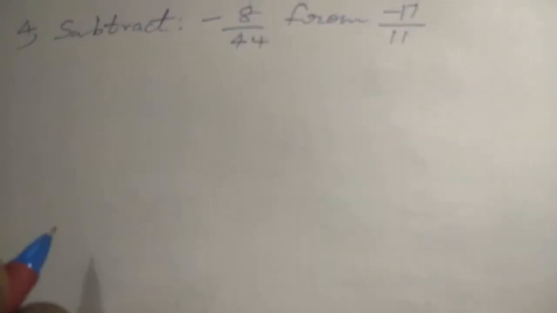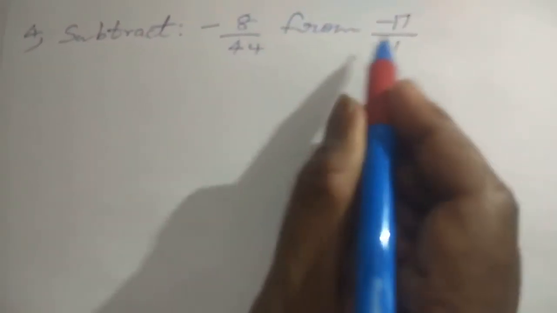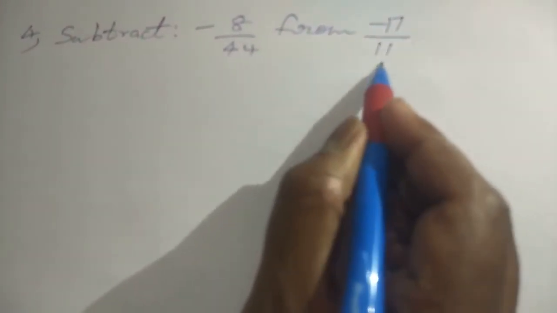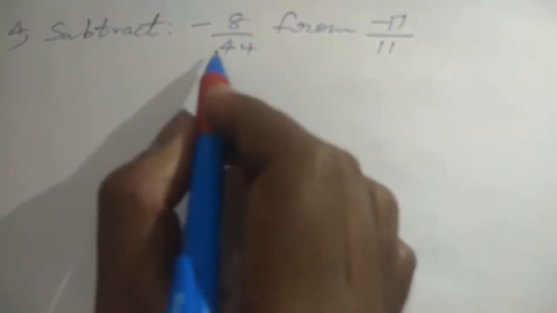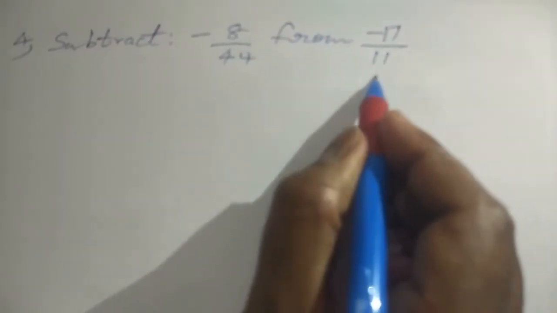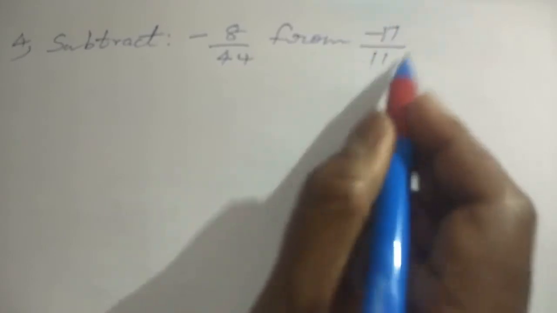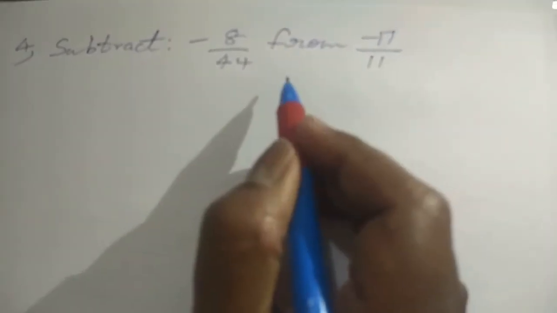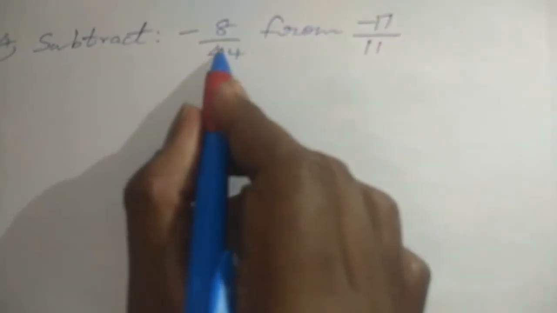Go for exercise 1.2, the fourth sum. They are given: subtract minus 8 by 44 from minus 17 by 11. So usually the max they will give is from minus 17 by 11. So this should be the starting term. So from means from this you are going to subtract this one, correct?